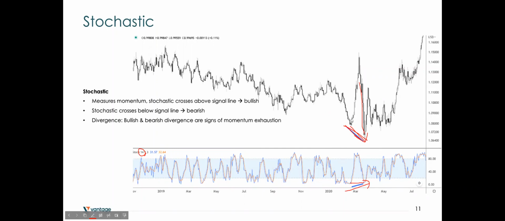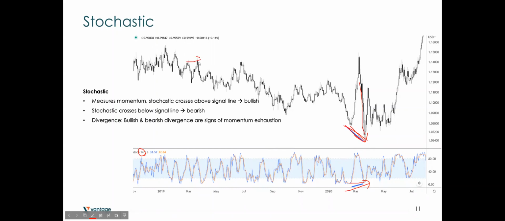And it's the same for the opposite, in which price moves up and your stochastic value goes down. That would give us a bearish divergence. Let me see if I can find one. Okay, I can show you guys the opposite. So what is a bearish divergence? It would be something like that.